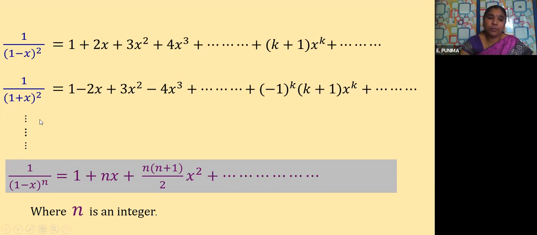If you observe here, by putting 2, this will be satisfied. Let us check it once, children. If n is equal to 2, if I put it, then it will come down to this one. 1 plus 2 into x is 2x. n into n plus 1 by 2, I am saying.